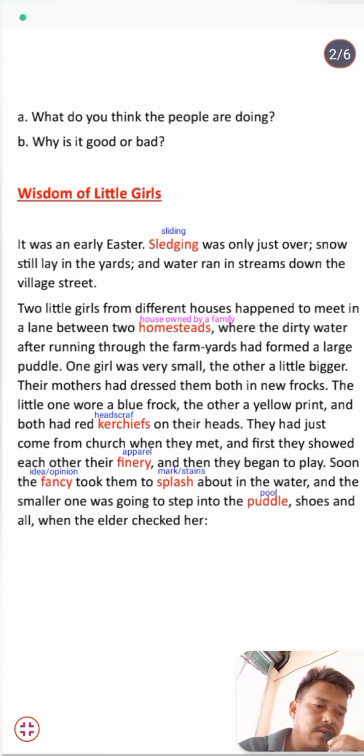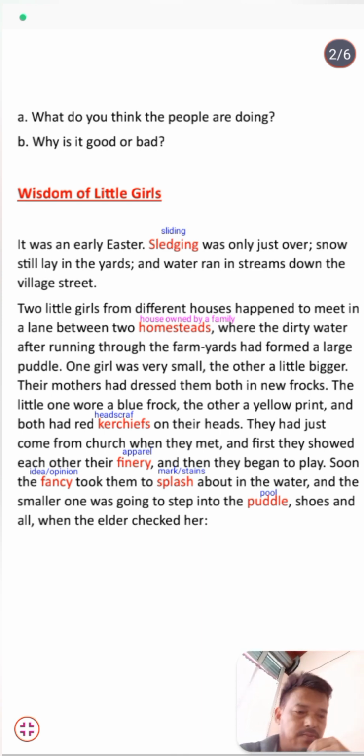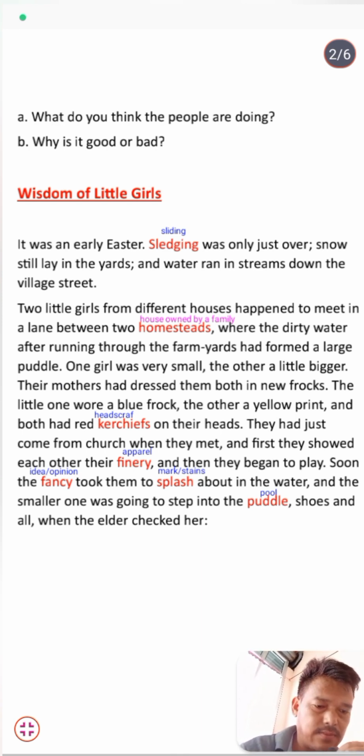One little one wore a little blue frock, the other a yellow print, and both had kerchiefs on their heads. So here is the word kerchiefs. It means a headscarf, a piece of cloth that is worn on the head. So one girl, the little girl, was wearing a blue frock, and the other was wearing a yellow print, and both were also wearing a scarf on their heads.